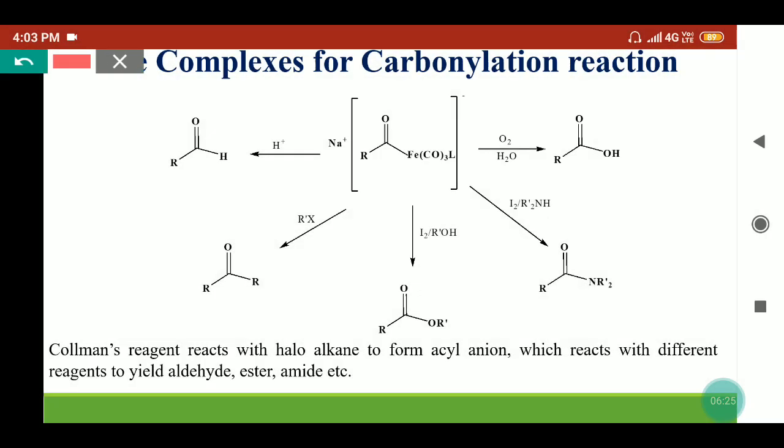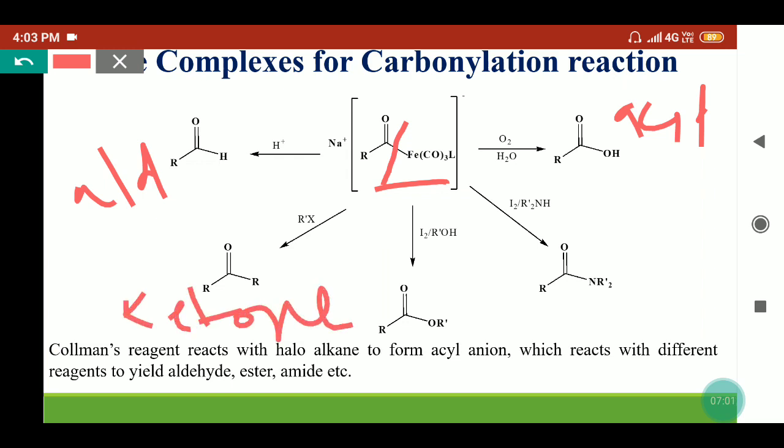So here we have taken the acyl complex, that is sodium acyl iron carbonyl complex. If it is hydrolyzed with dilute HCl, then it will produce the aldehyde. If it is treated with oxygen in presence of water, then it will produce the acids. If we are treating this acyl iron complex with the alkyl halides, then this bond will break and iron carbonyl will release with the X negative and R will attack here. So we'll get the ketones.